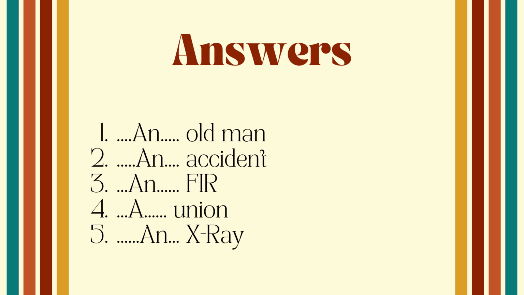Here I have used an old man. It is easy. Here the letter is O, and the sound is O. Next is a. Again, the letter is a vowel letter and the sound is also a vowel sound. But the second one, you must be thinking, why have I used an before FIR? Because when I say F, the first sound is A, and A is a vowel sound. That's the reason I have used an FIR. Then a union, just like university, I'll use a union. X-ray is also like FIR. When you write X, the first sound that you hear is A. Okay, that's the reason we write an X-ray.